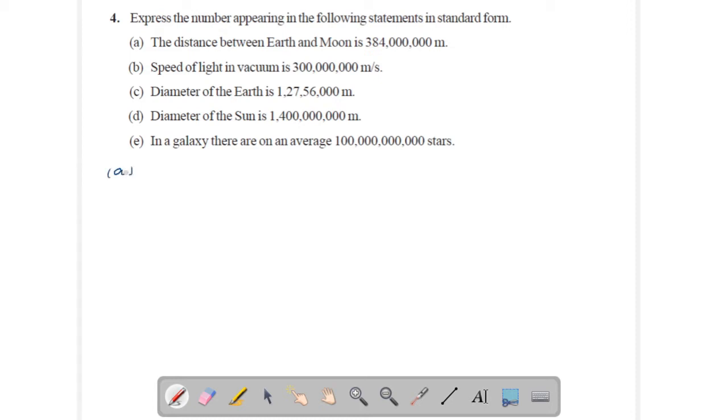Here the distance between Earth and Moon is equal to 384,000,000 meter. Now you have to write this number in a standard form.